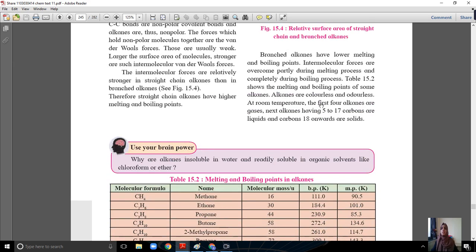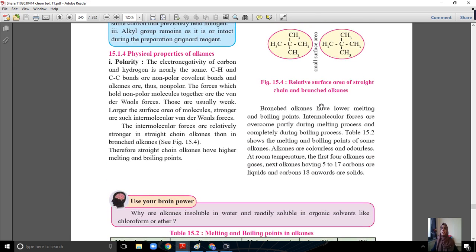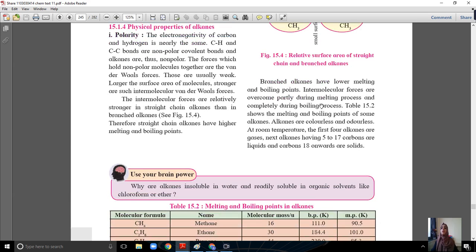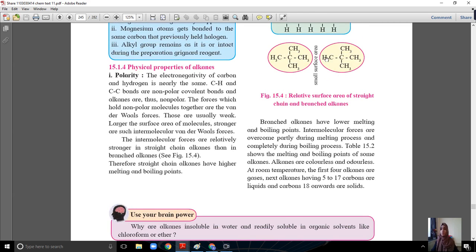So these two are the physical property. First physical property is melting and boiling point. The other physical property is whether they are solid, liquid or gases in nature, you have to write, okay. First physical property, polarity. In polarity, the alkanes are non-polar molecules, okay, and the forces acting between these two molecules are van der Waals forces, okay.